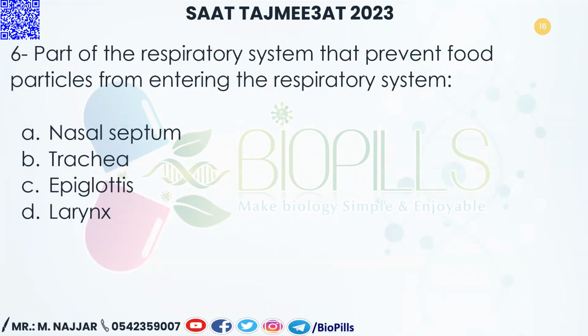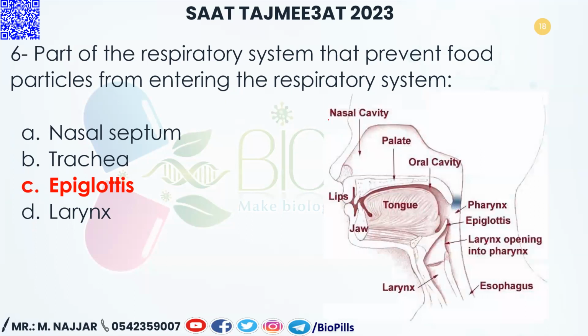Question number 6. The part of the respiratory system that prevents food particles from entering the respiratory system. This is the epiglottis, for sure. When you are swallowing food, the epiglottis will close the windpipe, or the trachea, in order not to allow the food particles to enter the windpipe and airways, preventing collapse and suffocation. The food will be directed towards the esophagus, which is found at the back side of the windpipe or trachea. That's why.